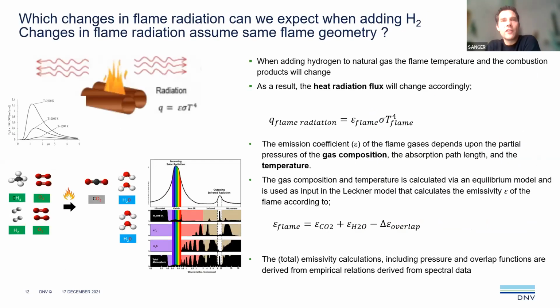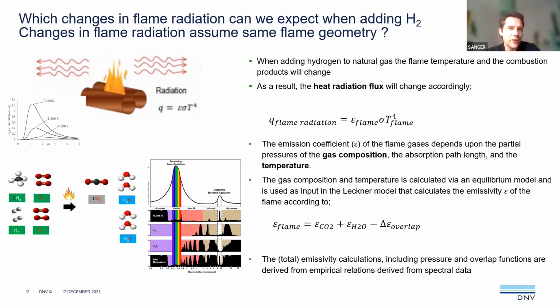If you look at other aspects, when you switch to hydrogen, one of the very important aspects is the flame radiation, the heat radiation flux coming from the flame. That's important, for example, for heating the product. The radiation transfer is very important. And that's related, of course, to the emission coefficient of the flue gases and also the flame temperature, as you can see in this equation. And what we always do, we have developed models within DNV together with the universities.